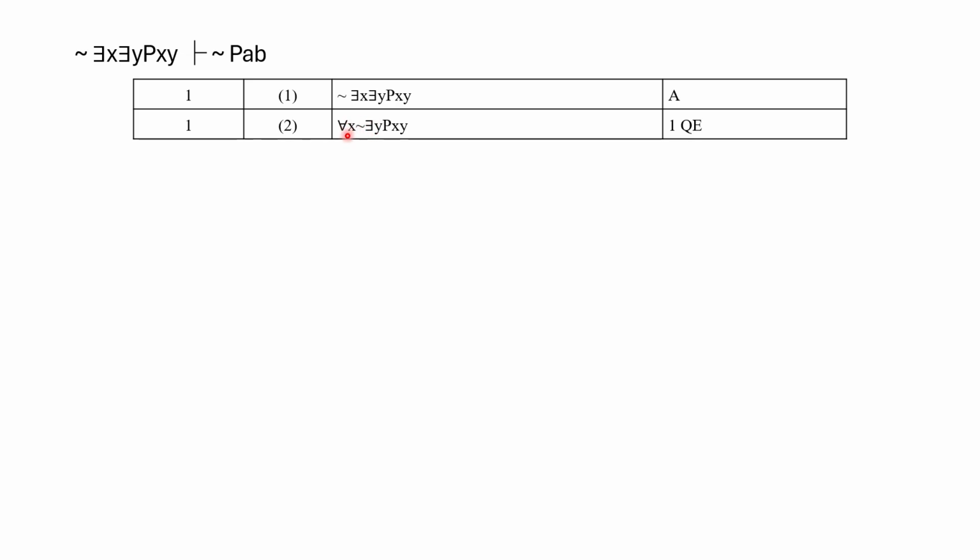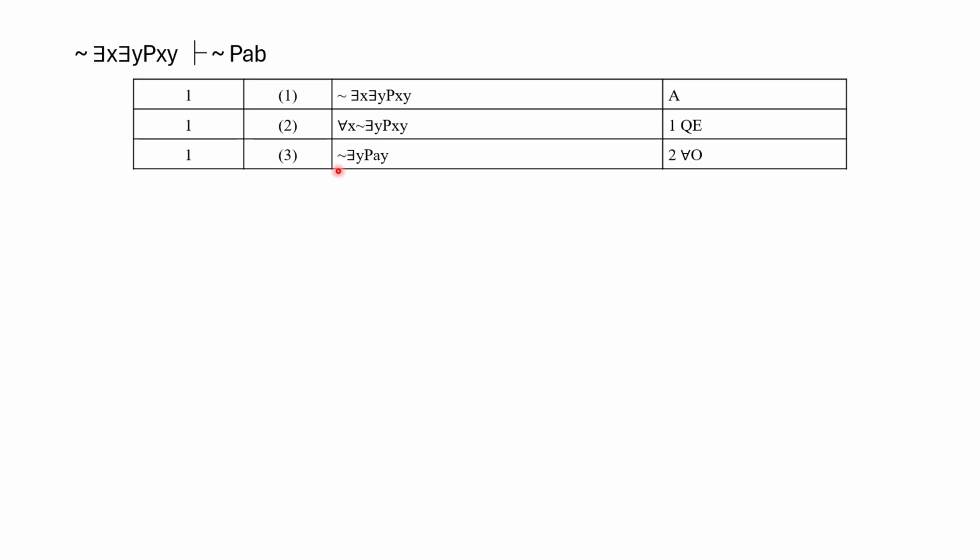Now, what's the main operator here in line 2? It's not the tilde. We can't do quantifier exchange because the tilde is not the main operator here. Instead, we're going to have to use our universal quantifier out rule to put in an A for our x variables here. So now we've got tilde EY PAY. And so now our main operator is the tilde again.